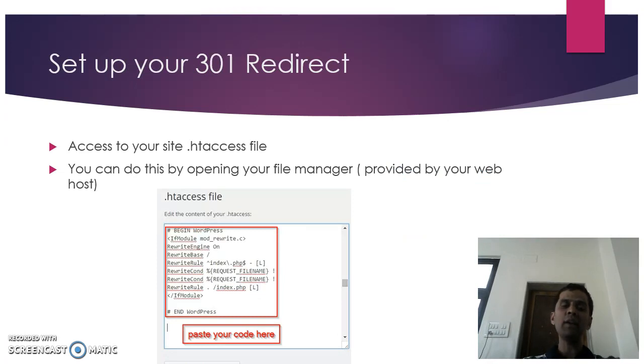So now you have to set up a 301 redirect. If you want to set up a 301 redirect, you have to have access to your .htaccess file. So how do you do that? You have to make the coding changes in your .htaccess file by opening your file manager, which can be provided by your web host. So here I have set up an example .htaccess file, which you can do yourself.